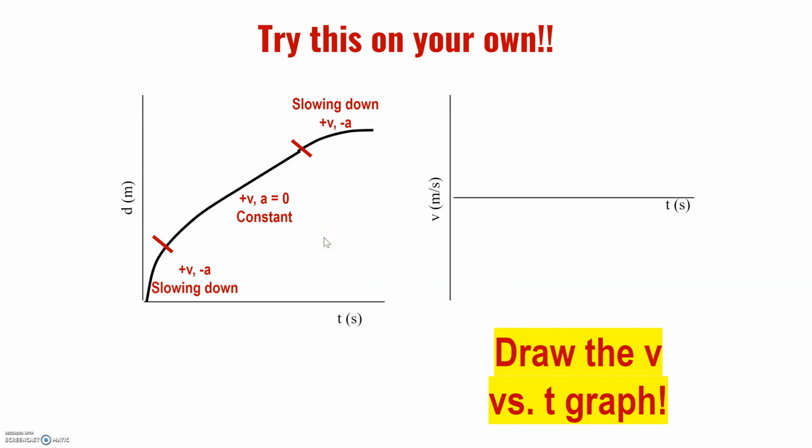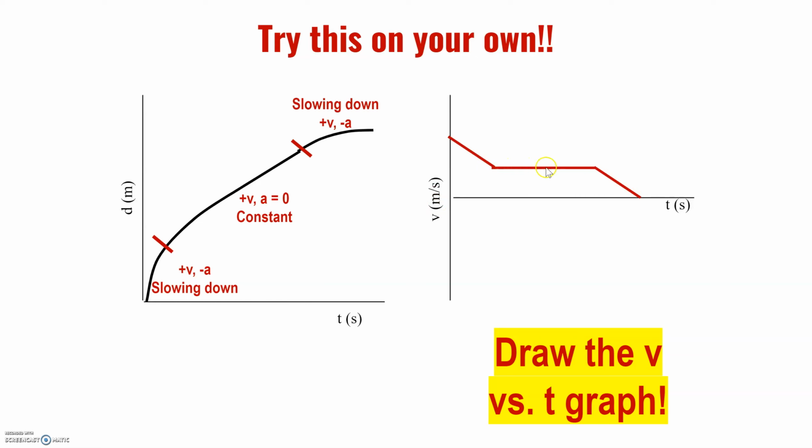If we draw the velocity versus time graph, I would encourage you to pause and try that on your own. Here's what it should look like, okay? So we're starting with a positive velocity with a negative acceleration. So again, velocity is in the positive part of our graph, but it's going to be a negative slope because the slope of a velocity versus time graph is acceleration.